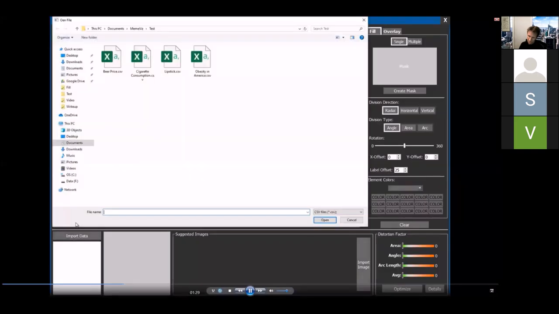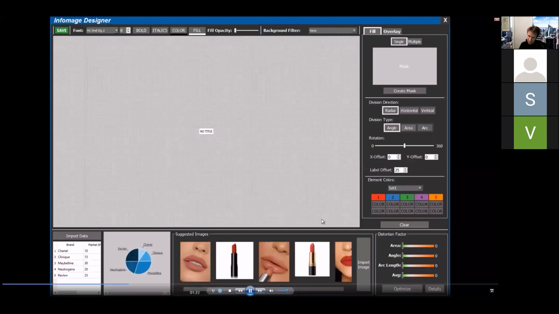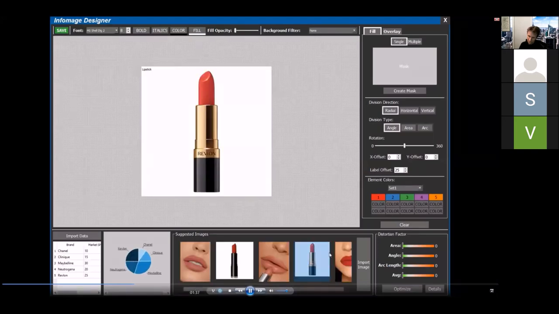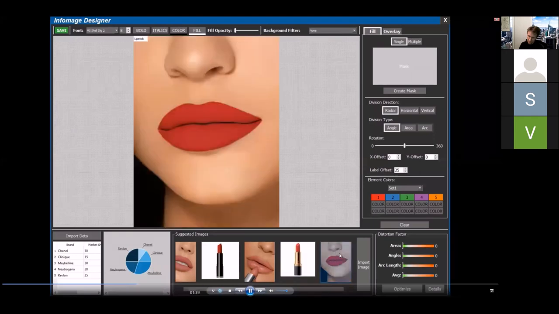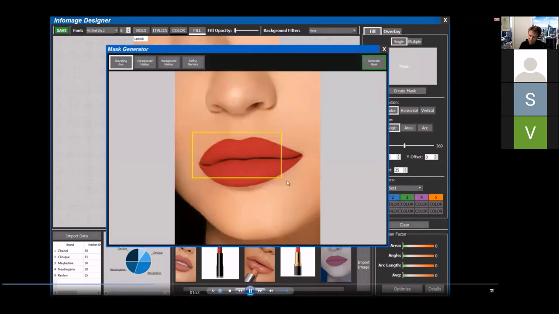To start off, we load the lipstick data set. The tool loads the data and retrieves a set of images related to lipstick. It would be nice to fill in an image of a woman's lips with the data. We do so by using the fill tools to embed the data. To fill the lips, we need to mark the lip area by creating a mask. This is done by using the masking tool.